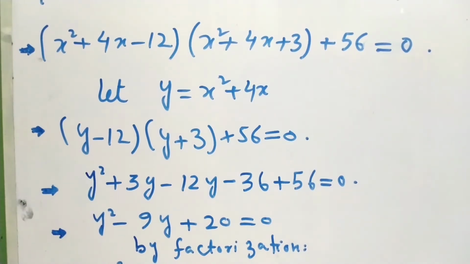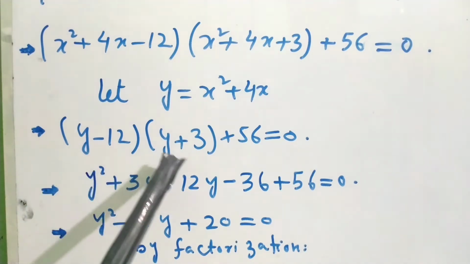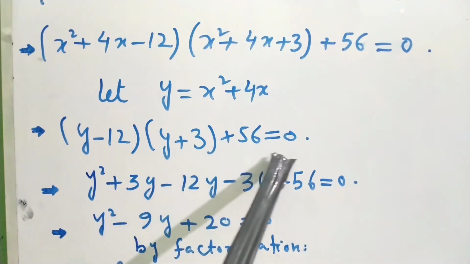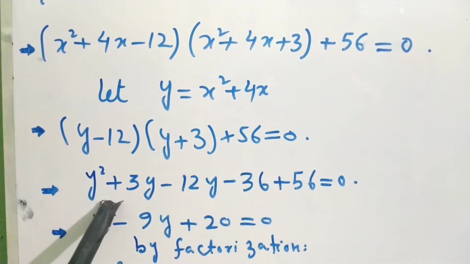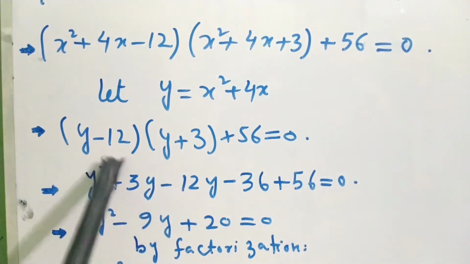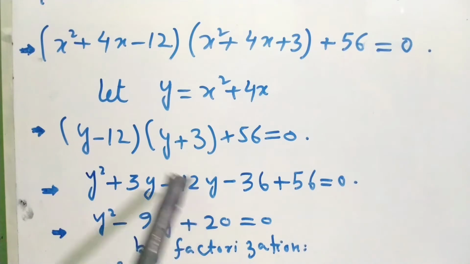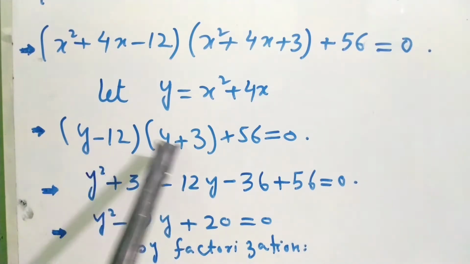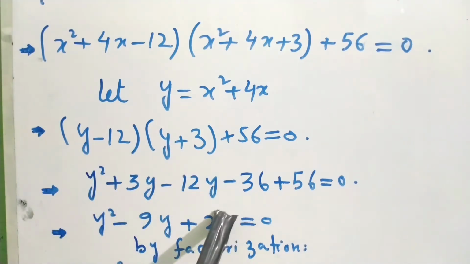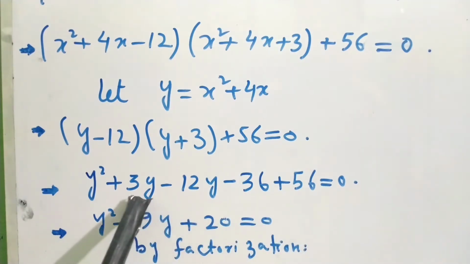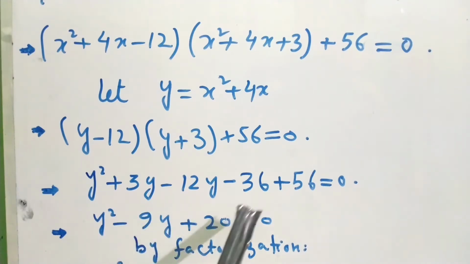So by putting x² + 4x = y, we have (y - 12)(y + 3) + 56 = 0. So y² + 3y - 12y - 36 + 56 = 0. So y² minus 12y plus 3y becomes minus 9y, and 56 minus 36 is equal to 20.